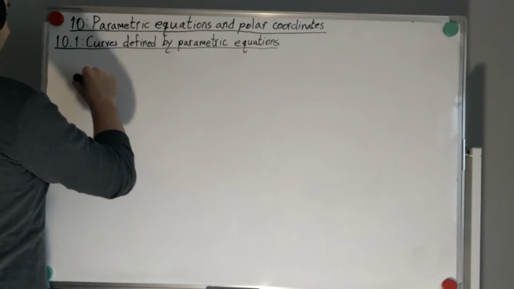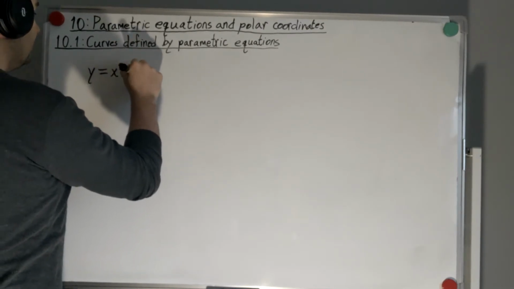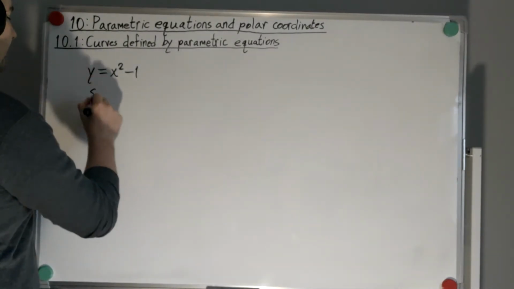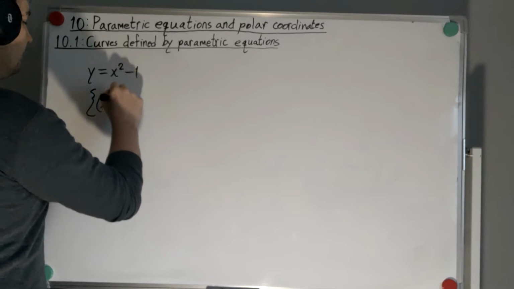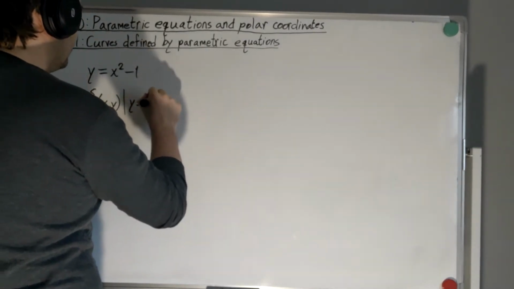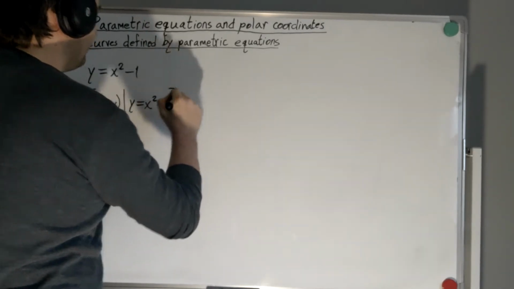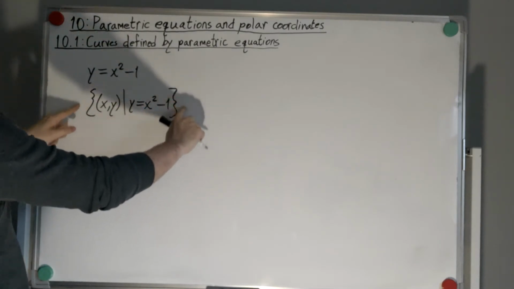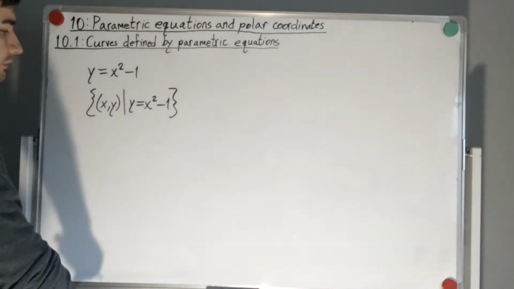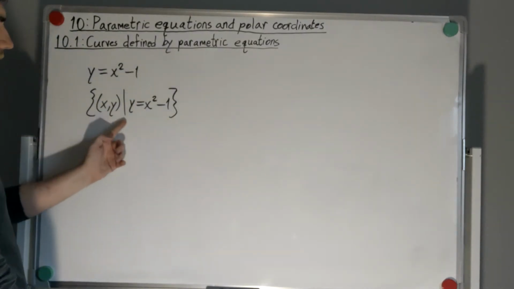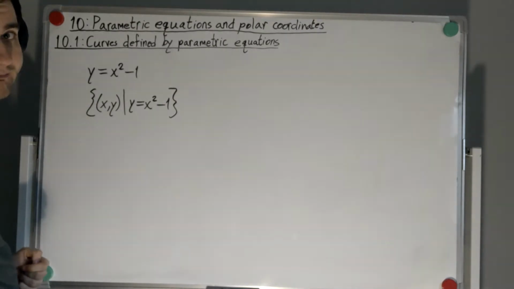For example, if you had something like y equals x squared minus 1, well, the graph of this is a certain curve. Specifically, it's the set of x and y such that y happens to be x squared minus 1. Okay? The notation here just means, these braces just mean set of, and this bar just means such that. So the set of xy such that y equals x squared minus 1.